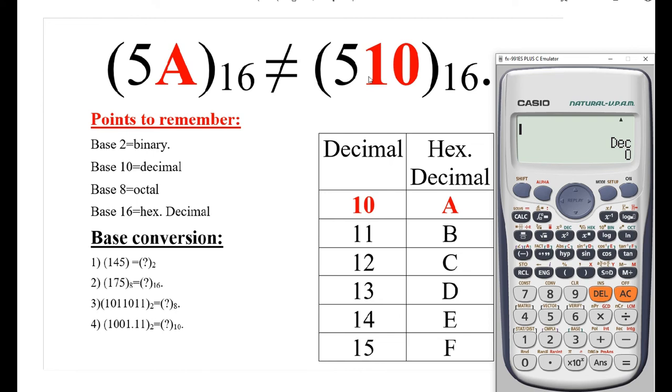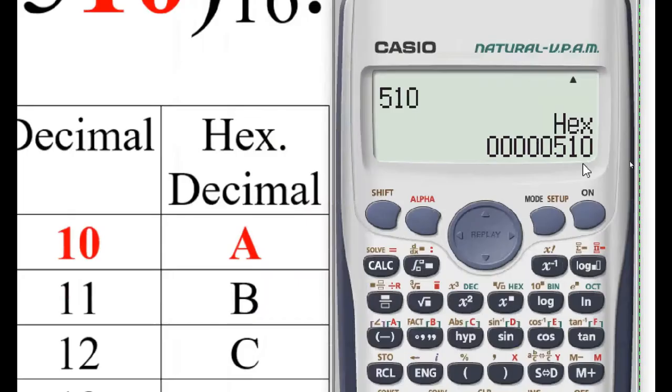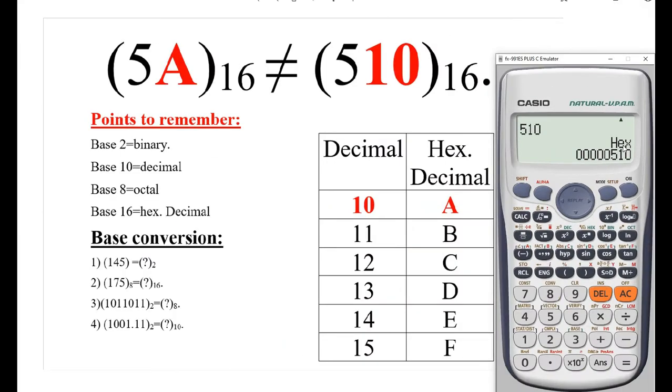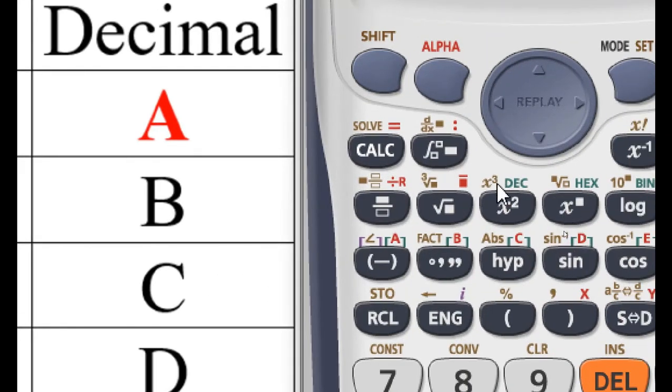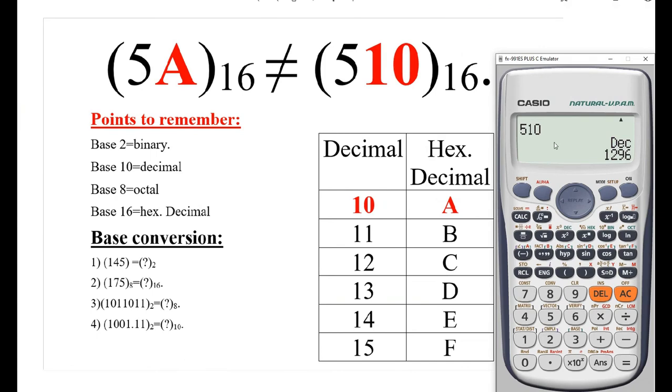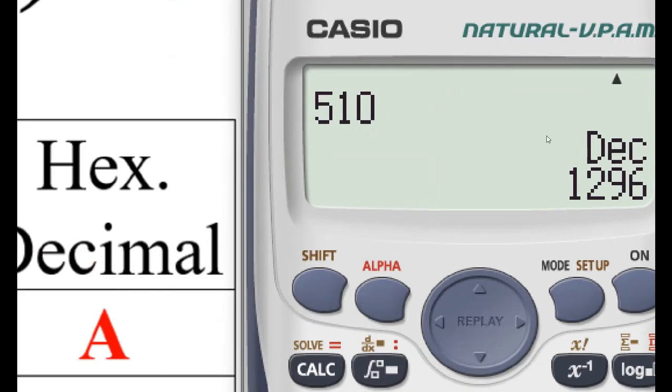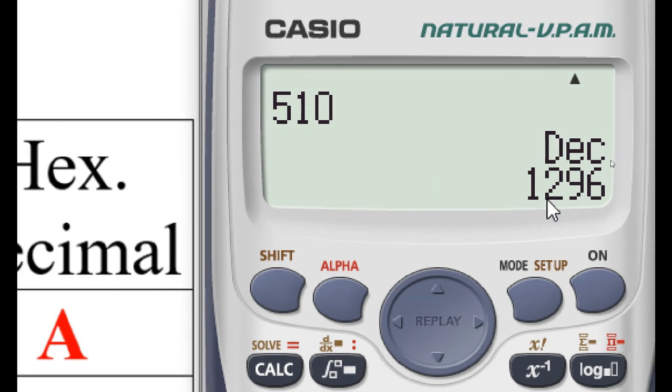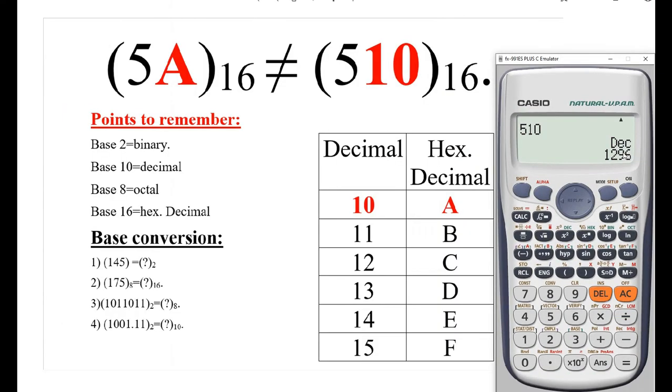Let's do the same thing for the number 510. Let's store this 510 into the hexadecimal. So let's press hexadecimal and let's give the input 510. Now 510 is taken as a hexadecimal number. We are going to convert into the decimal. Okay, and let's search the DEC. Okay, now 510 in hexadecimal is equivalent to 1296 in decimal, but the previous result was only 90.